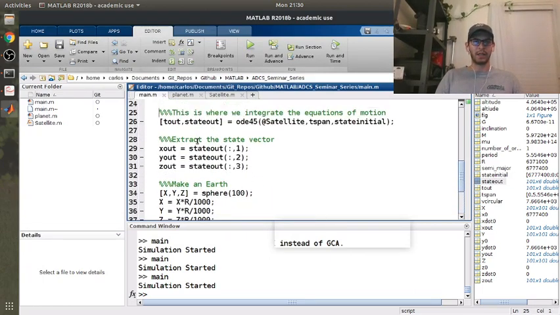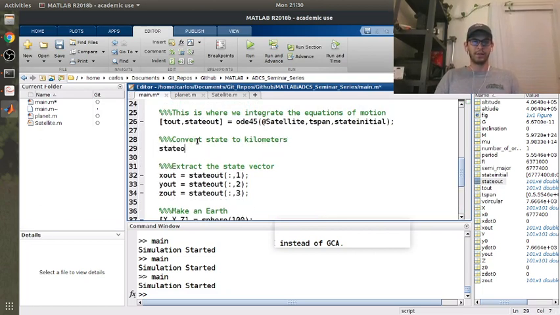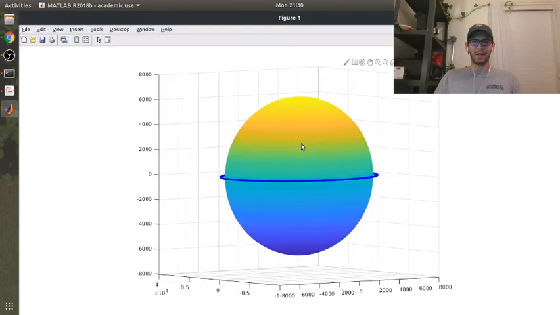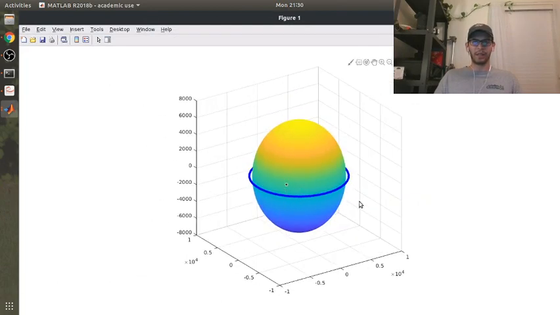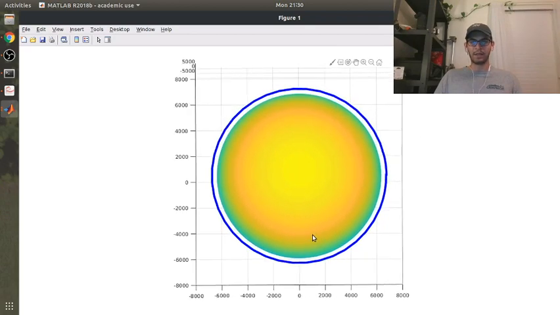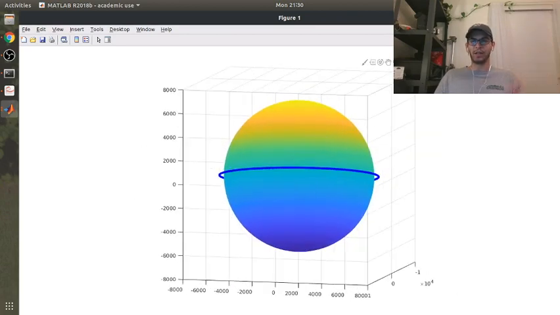So I'm going to convert state to kilometers. State out is equal to state out over 1,000. Okay, so now I think I must have just run out of bounds. Now there's the Earth at a certain kilometer scale. There's my inclination, my orbit. I'm at the, what is it called? I'm at the altitude of the ISS. That is so freaking close.